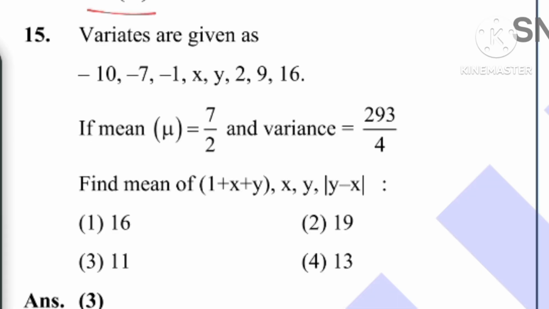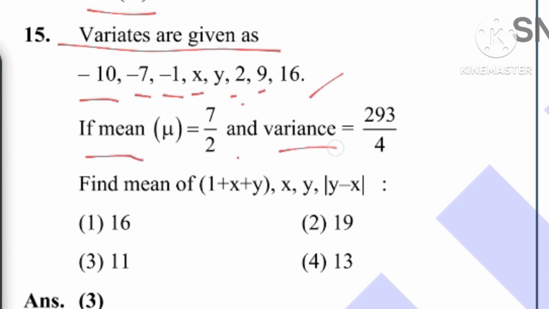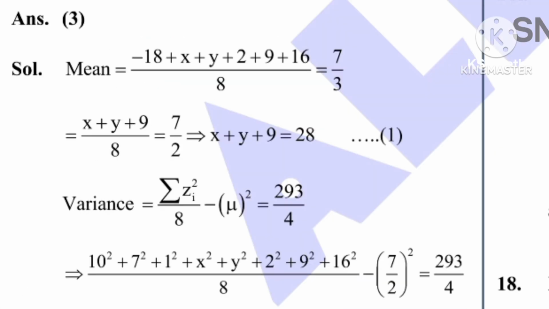Question number 15. The variants are given as minus 10, minus 7, minus 1, x, y, 2, 9, 16. If the mean is 7 by 2 and the variance is 293 by 4, find the mean of 1 plus x plus y, x, y, modulus of y minus x. We know that mean is sum of all values by 8 is equal to 7 by 2. Now x plus y is equal to 28. x plus y plus 9 is equal to 28.